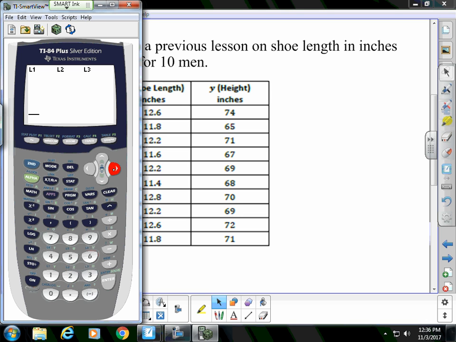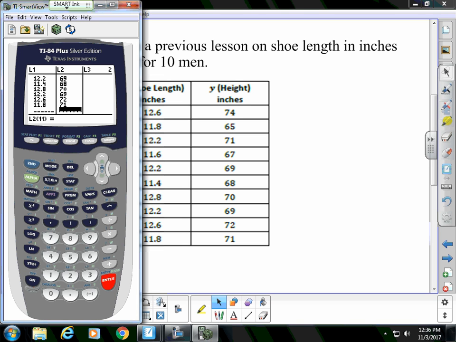Now I need to go over and put in list 2 the heights of the guys. So 74, 65, 71, 67, 69, 68, 70, 69, 72, and 71. Your 2 columns, list 1 and list 2, should match up. If they don't and you forgot something, you need to enter that in. If you need help doing that, make sure you ask your teacher.